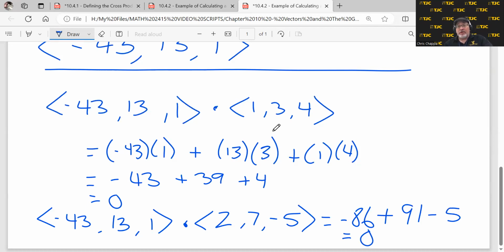All right, in the next video, we're going to look at a couple of different ways to remember how to calculate the cross product.